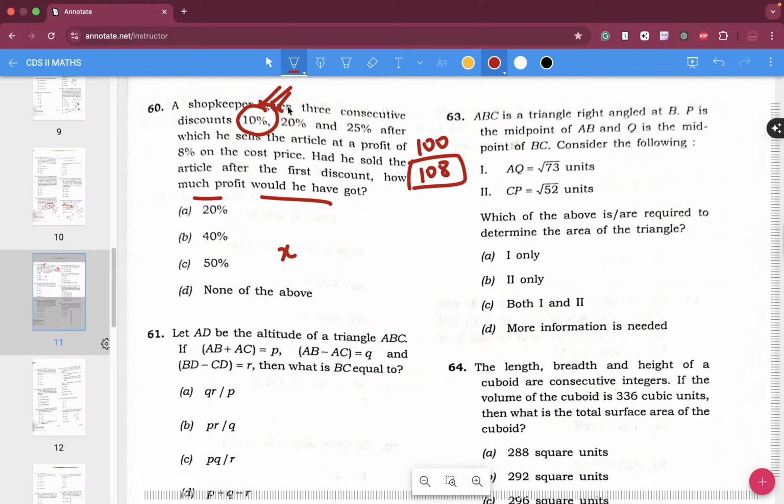If he gives 10% of discount, I have taught you what you mean by multiplying factor. How much money is remaining? 0.9. Okay. Then if he gives another 20% discount, what is the multiplying factor? 0.8. If he again gives 25% discount, the multiplying factor is 0.75. So after doing all of this, this particular value is equal to 108, isn't it?